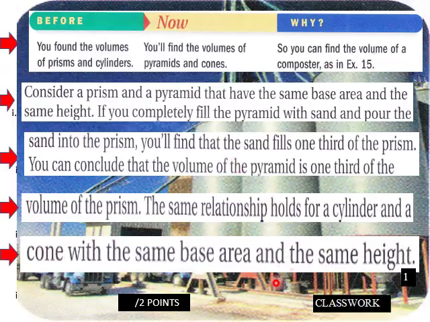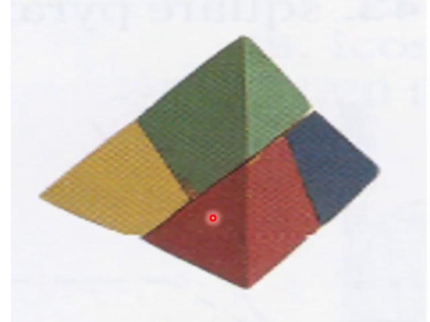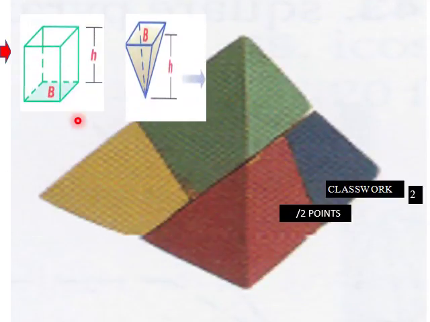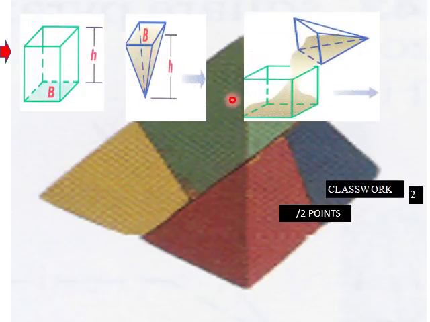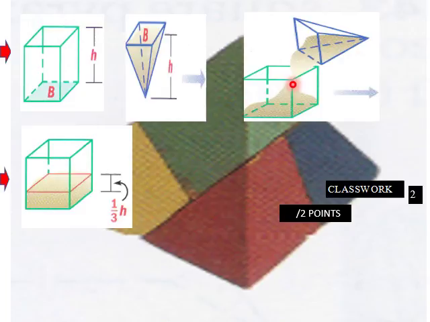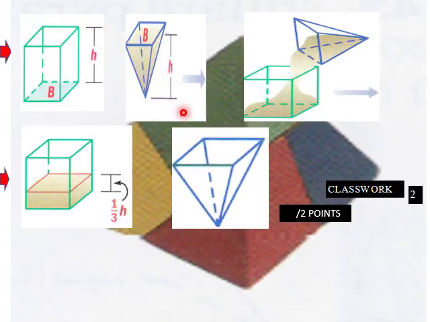The same relationship holds for a cylinder and a cone with the same base area and the same height. Did you know that? Between a cylinder and a cone. Here we go. Here's a rectangular prism. Here is a pyramid. So 1/3 of this pyramid will fill a rectangular prism with the same base area here. So that is 1/3 h. That would be the relationship between a rectangle and a pyramid.